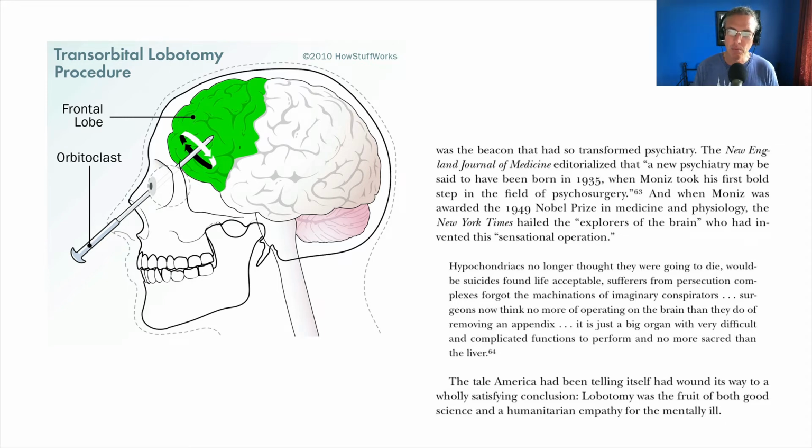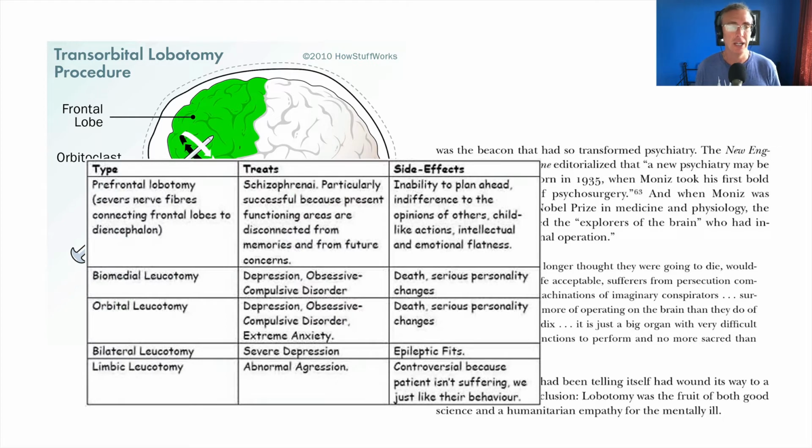Surgeons now think no more of operating on the brain than they do of removing an appendix. It's just a big organ with very different and complicated functions to perform, and no more sacred than the liver. The tale America had been telling itself had wound its way to a wholly satisfying conclusion. Lobotomy was the fruit of both good science and a humanitarian empathy for the mentally ill. So they really acted like this was amazing. It was great. It solved all the problems, and finally we had an approach to mental health. Right. Okay. Well, except for the side effects.